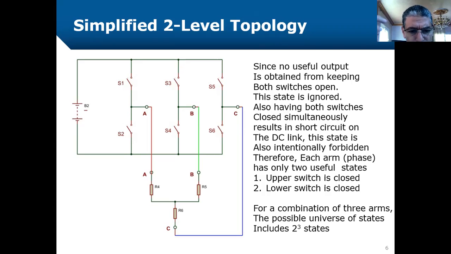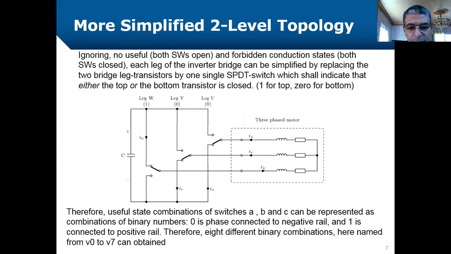We call this mode of switching a complementary switching of upper and lower switches. So we have now 2 states to the power 3, for the 3 arms. Then we get, all in all, 8 switching states.